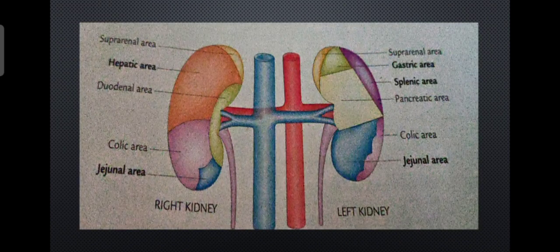Let's first discuss the anterior relations of the right kidney. So generally we know that above the kidney there is the suprarenal gland. So the apical region is occupied by the suprarenal gland. Next, on the right side of our abdomen we have a very big major organ called the liver. So it occupies major space on the anterior aspect of the kidney on the right side. So we have this entire hepatic area over the kidney, that is, the liver lies just anterior to the kidney in this area.